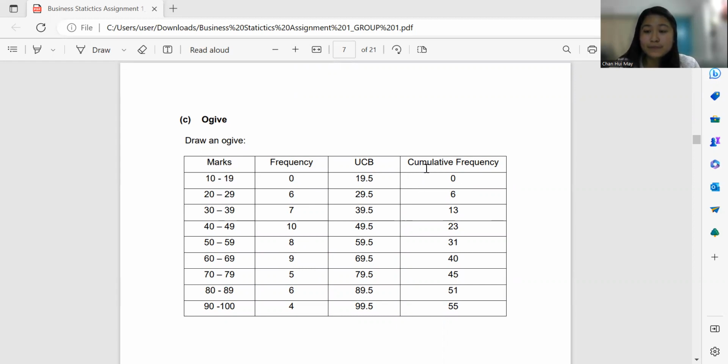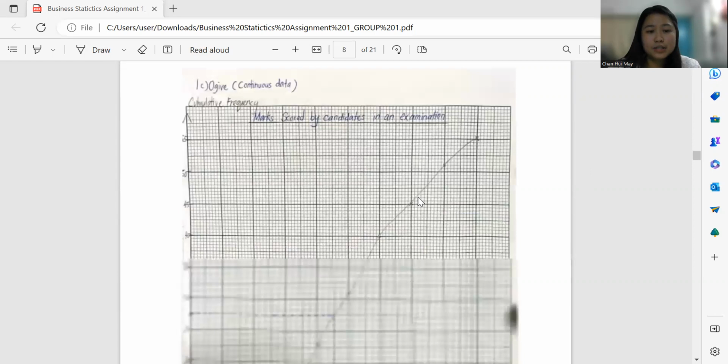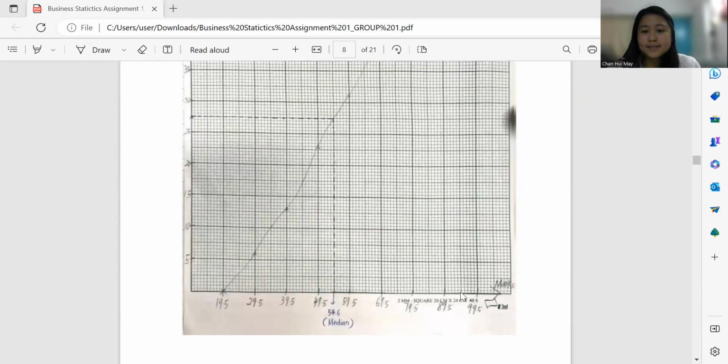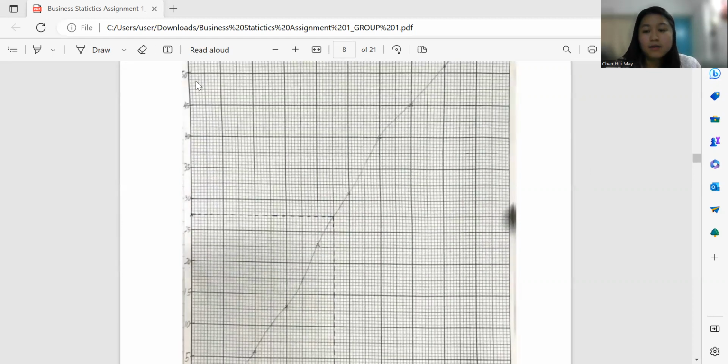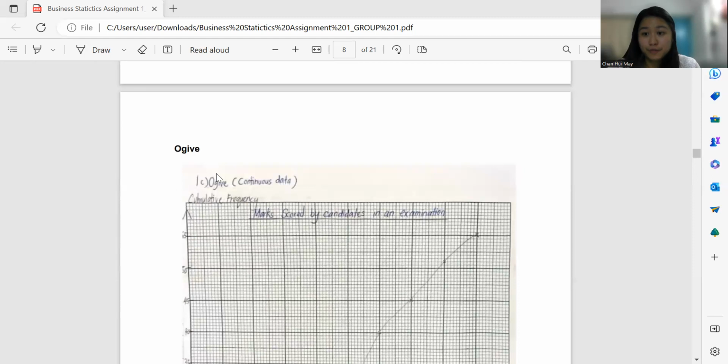After that, we need to find the cumulative frequency. How to find the cumulative frequency? I need to take frequency 0 and then plus the next class, 6. So the second cumulative frequency is 6. For the third, it is 7, so I need to take 6 plus 7 equals 13, and continue for the following classes. For drawing an ogive, the x-axis is upper class boundary and the y-axis is cumulative frequency.